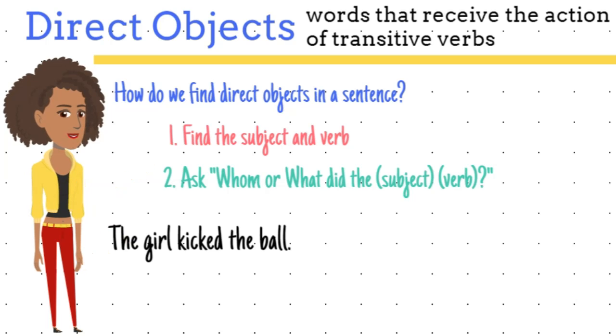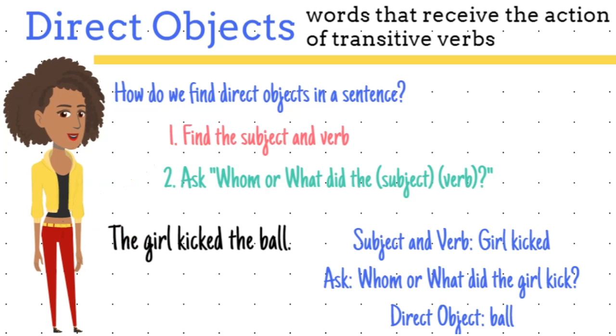Remember, in order to find the subject, we can ask who or what the sentence is about, or we can find the verb first. We see the action verb kicked, so we ask, who kicked, to find the subject? So now we know the subject and verb is girl kicked. Now in order to find the direct object, we must ask whom or what, and fill in the subject and verb. So we ask, whom or what did the girl kick? And we see the direct object is, you got it, ball. Easy peasy.